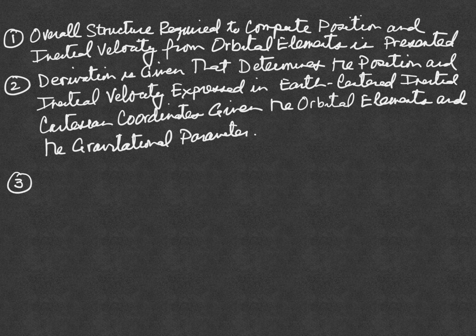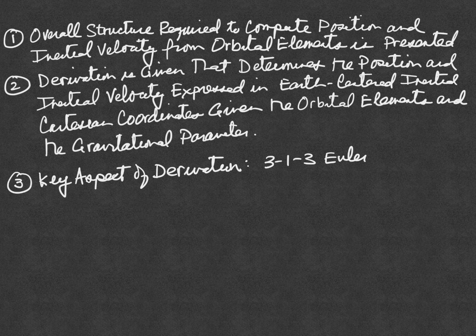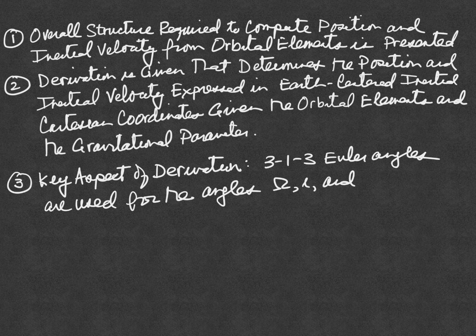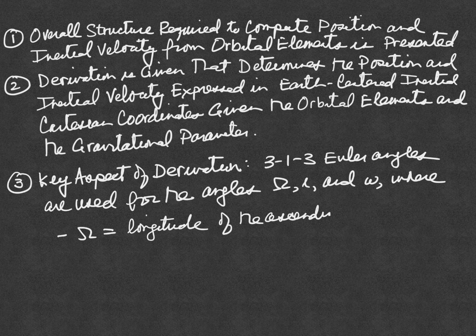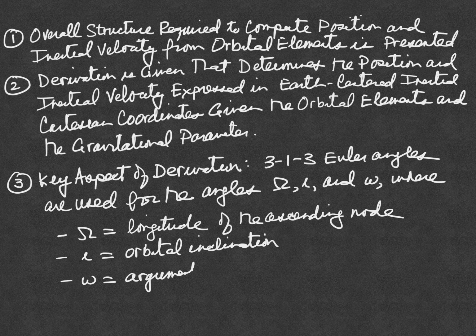Now, a key aspect of this derivation is that 3-1-3 Euler angles are used for the angles omega, I, and little omega, where omega is equal to the longitude of the ascending node, I is equal to the orbital inclination, and little omega is the argument of the periapsis.